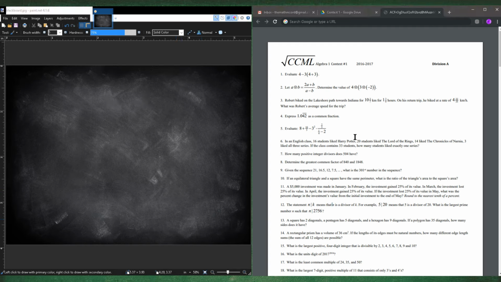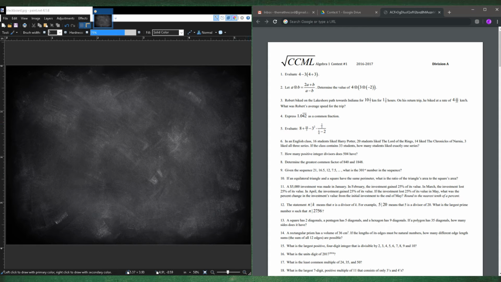Question 3. Robert hiked on a lakeshore path towards Indiana for 10 and 2/7 kilometers for 1 and 7/9 hours. On his return trip, he hiked at a rate of 4 over 22.35 kilometers per hour. What was Robert's average speed for the entire trip?